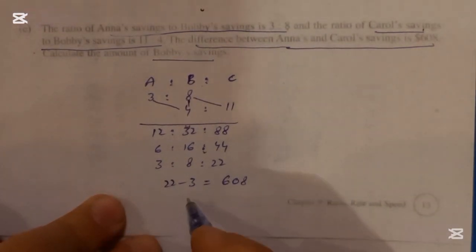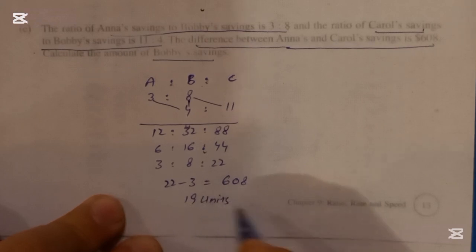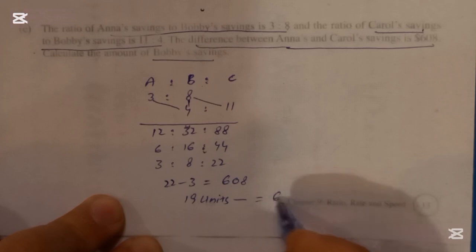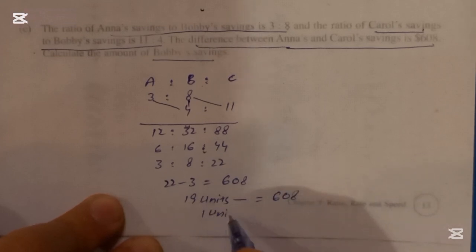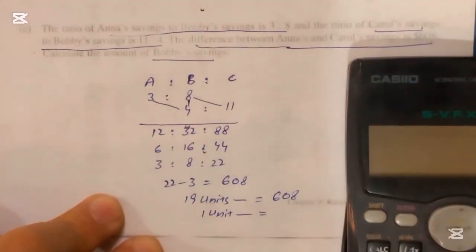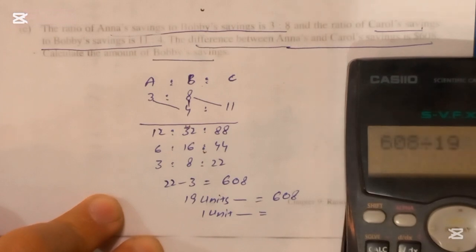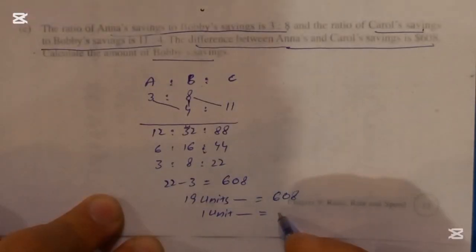So 22 minus 3 will be equal to 19 units are actually representing $608, and 1 unit will represent 608 over 19. So 1 unit is representing $32.